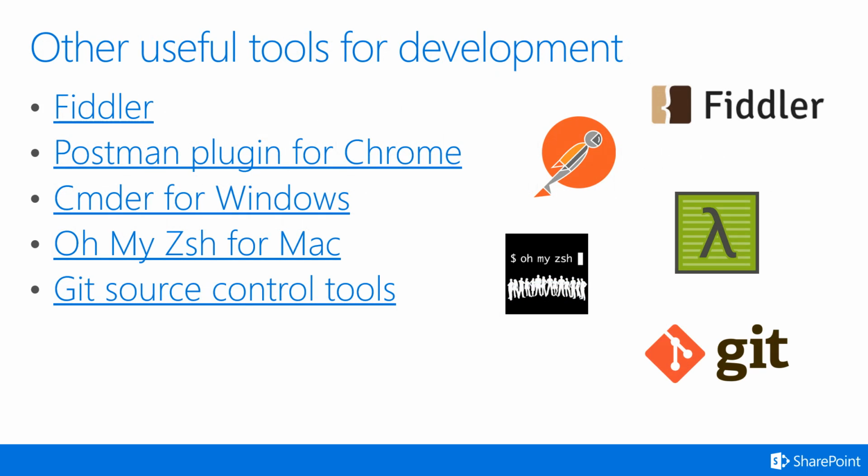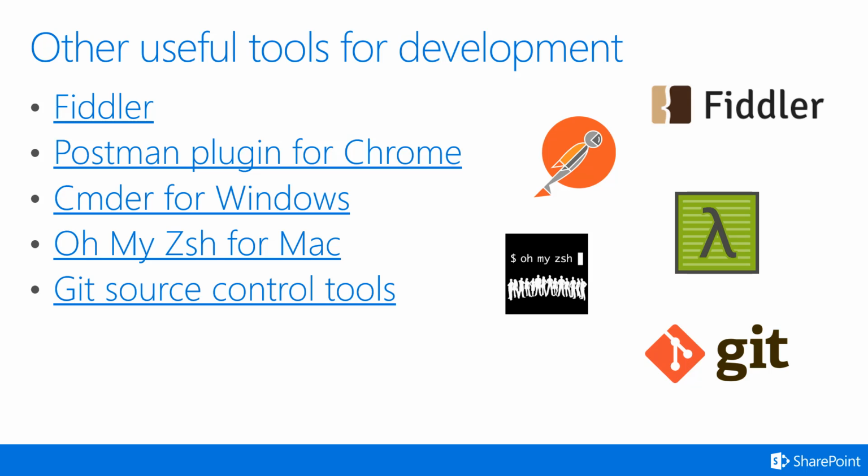There are numerous other tools which you could install on your development machine. This is just a subset of selected tools which could be useful when you're doing SharePoint framework development. Fiddler is, for example, a great tool to have a look at what's actually being sent between the browser and the server, so you can easily analyze the traffic, and you can also replay some of the traffic if needed.